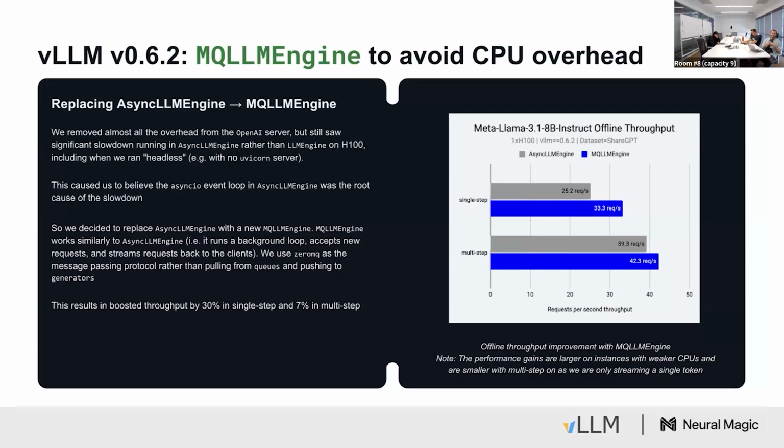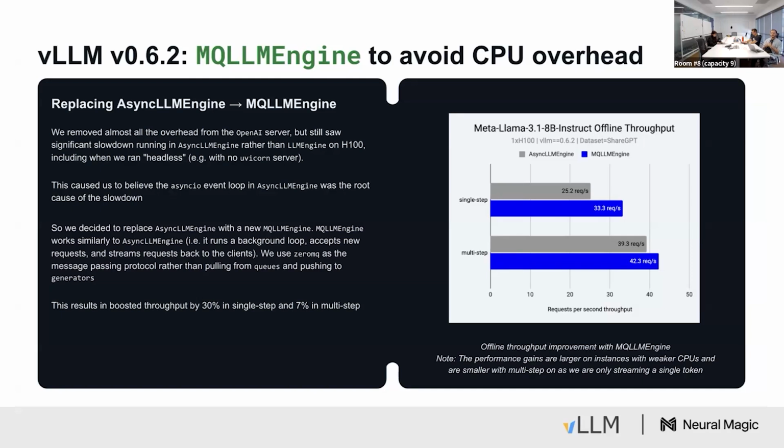Using 0MQ, which is the same library we used for the API server. So now we're pushing and pulling from these essentially 3 separate processes, one for the core engine that's running the model forward passes, one for the scheduling of new requests and returning to the API server, and then one for the actual API server dealing with the networking requests.